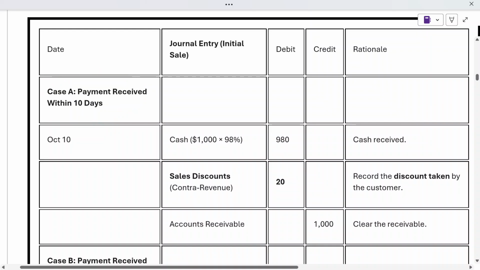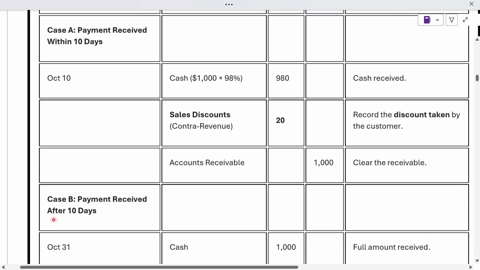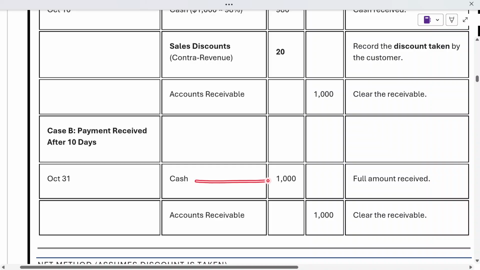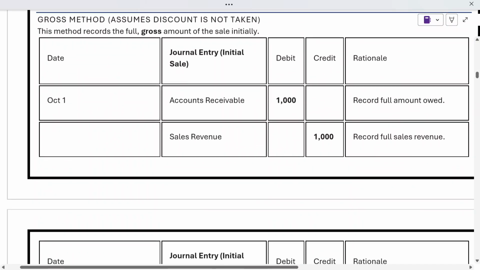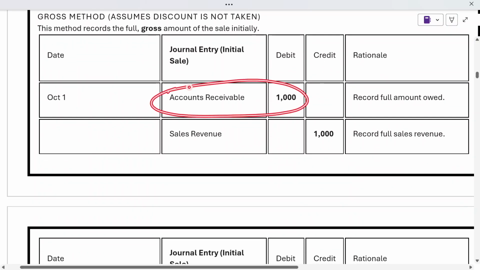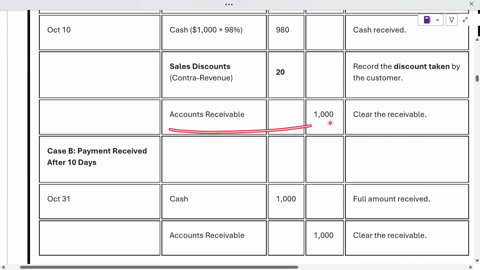But what happens if the customer comes after 10 days? Then we don't give any discount to the customer, and the customer has to pay $1,000. No discount is given because after 10 days the customer reached out to us. The $1,000 is received and we cancel out our accounts receivable by $1,000, clearing the receivable. The $1,000 which we recorded as a debit, we credit, and finally we cleared this account.